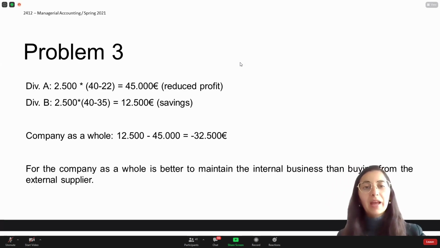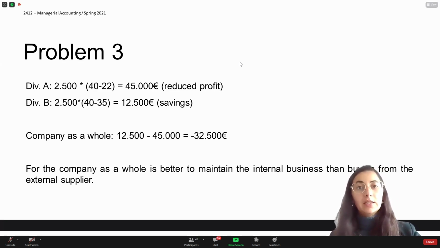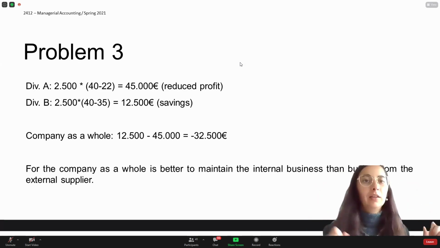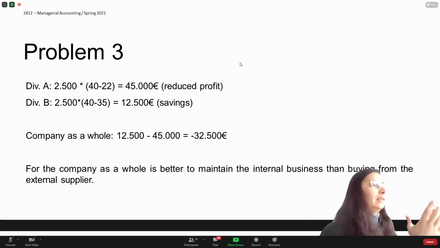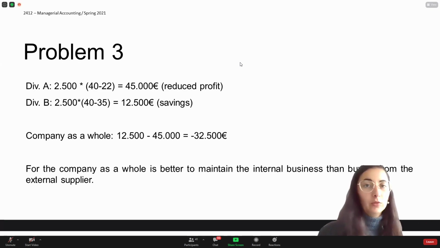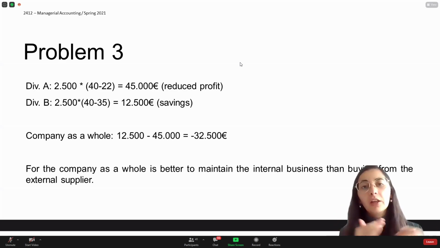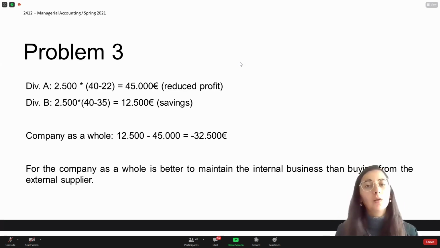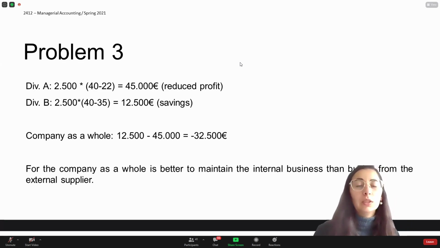So the manager of division B, first thing before anything, before the decision, he decides to purchase from Blue Company. If he talks to the CEO, if he talks to the manager of Division A, they will realize the company as a whole will be worse if Division B buys from the outside, and they can negotiate with the manager of Division B and say, look, I prefer to do this.